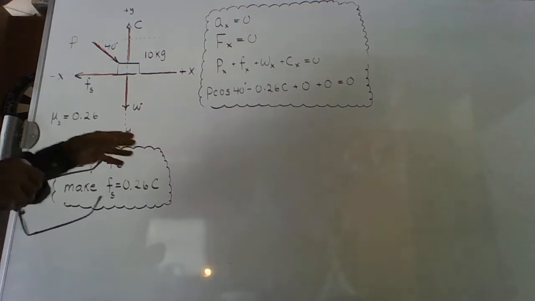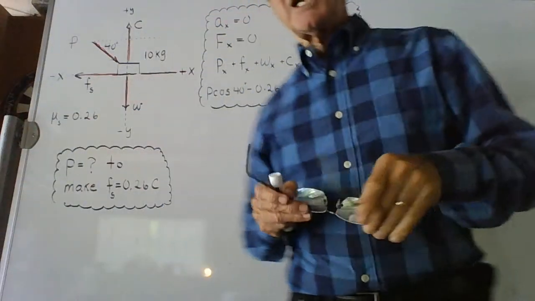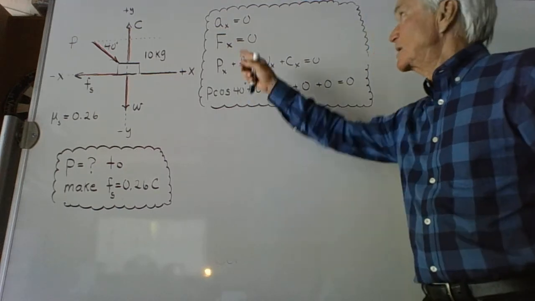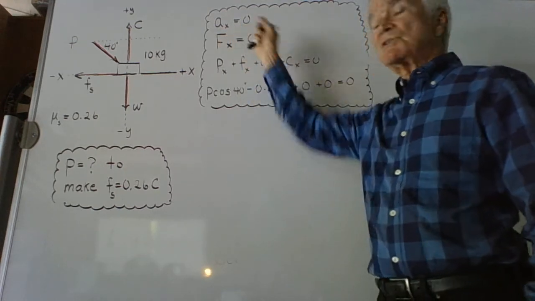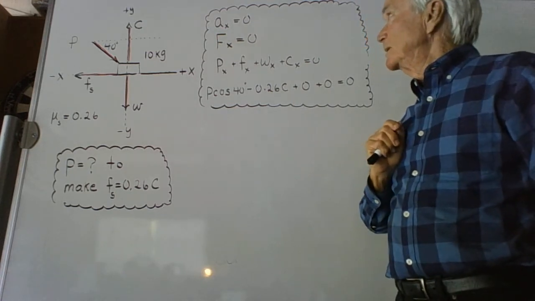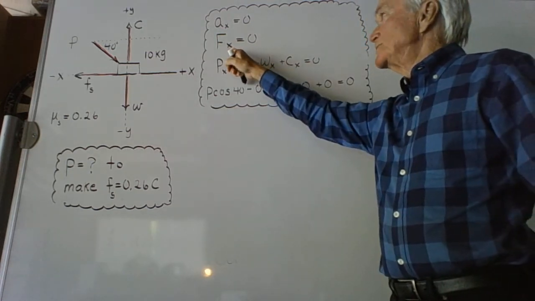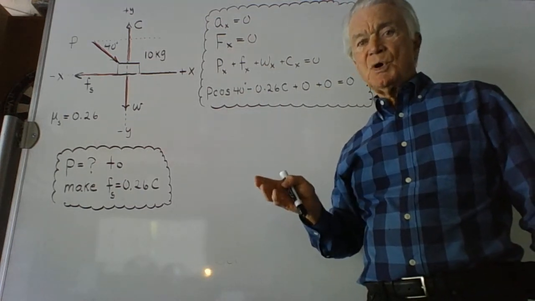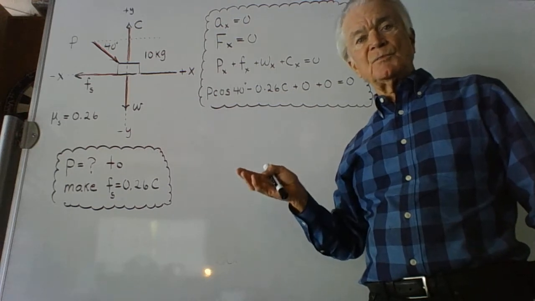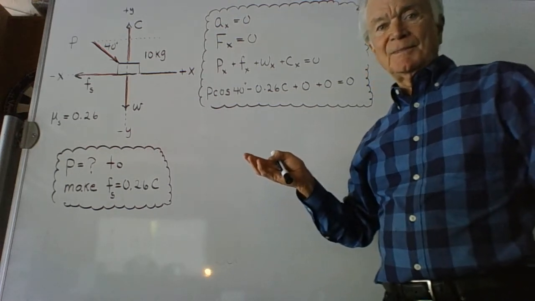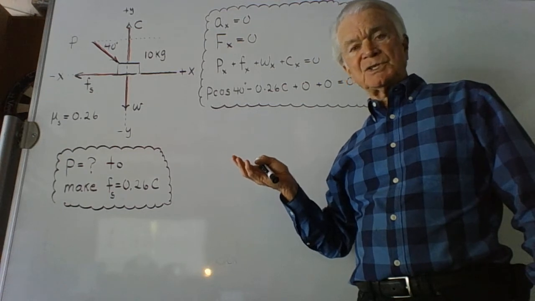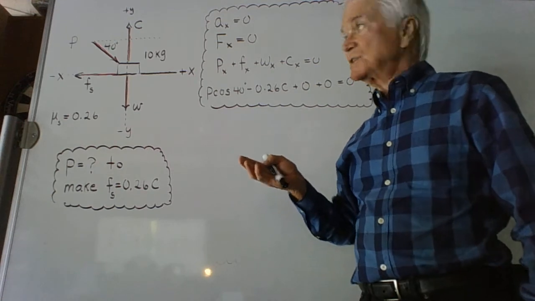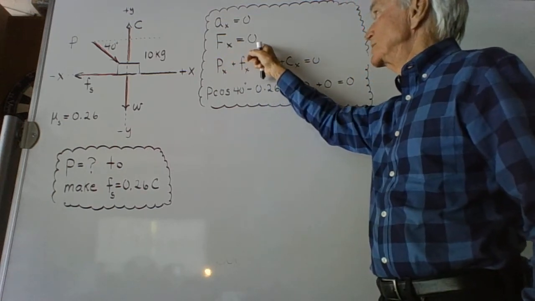Well, we're looking for the condition just before the block begins to slide. And prior to that, the block's not moving, so its x component of acceleration is 0. We require that the net horizontal component of force on the block therefore be 0, because the acceleration along the x direction is 0, so the net force component along that direction has to be 0. Hence, I make that statement.